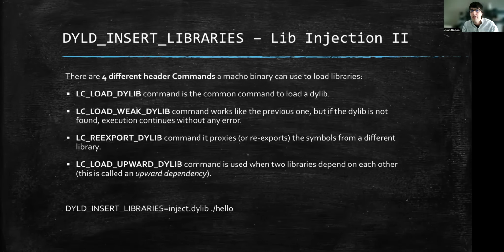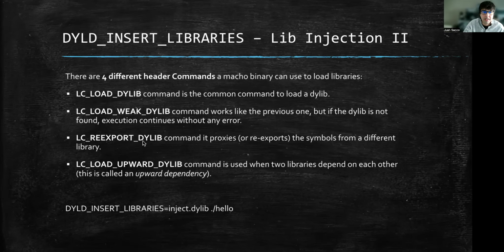A Mach-O binary can be used to load libraries. LC_LOAD_DYLIB is a command. This command is the common command to load a dynamic library. Then you have LC_LOAD_WEAK_DYLIB. This command works like the previous one, but if the dynamic library is not found, execution continues without any error.